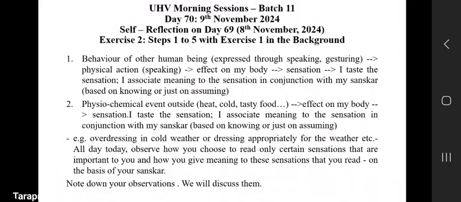Where we are practicing exercise 2, in continuation of exercise 1. So in exercise 2 we are observing ourselves, body and interaction between the two. Right. So let me briefly revise all these steps. Then we may start with your reflections.